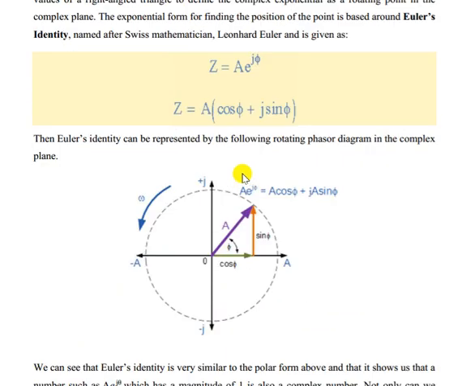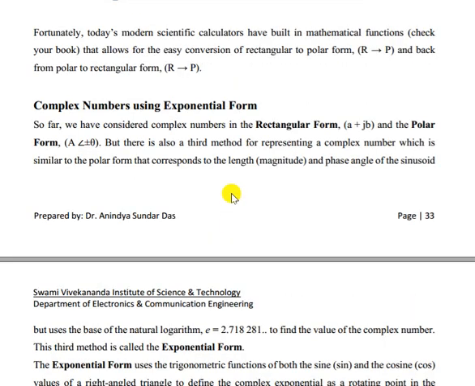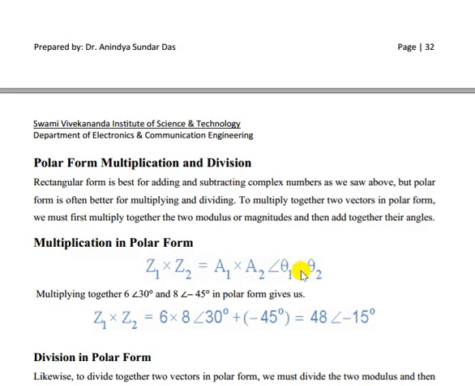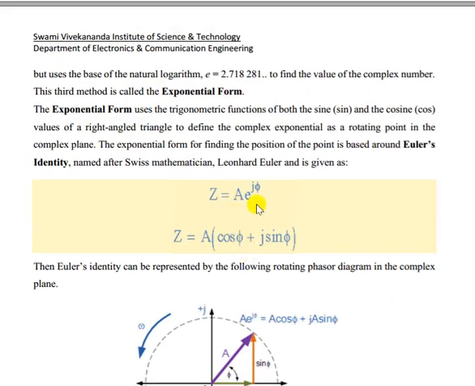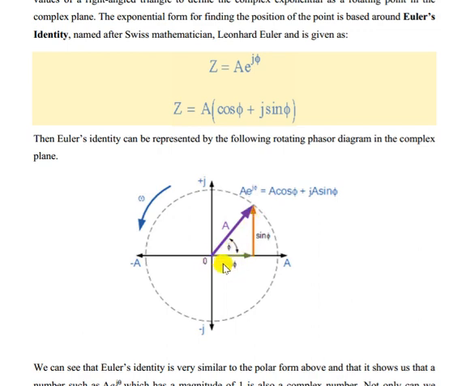Another way of representation is the exponential form. So this is A at an angle of theta. Instead of that, we can write A angle phi, and instead of that, we can write e to the power j phi. According to the Euler identity, e to the power j phi equals cos phi plus j sin phi. That means if this is your A, this is your phi, and this is your cos phi, this is your sin phi, then A equals root over cos square phi plus sin square phi. So that we can get here.